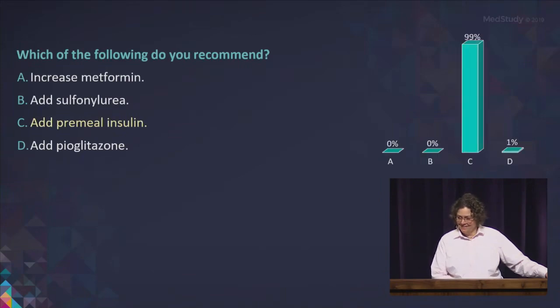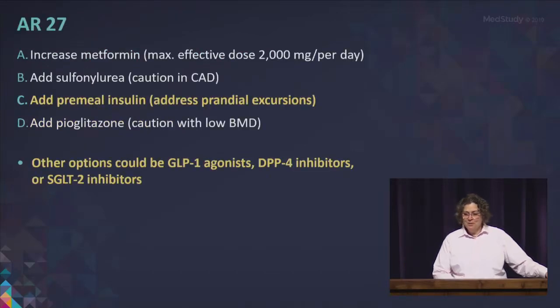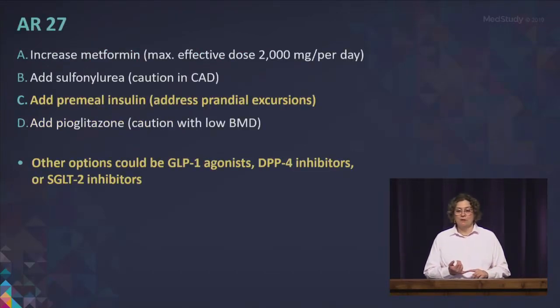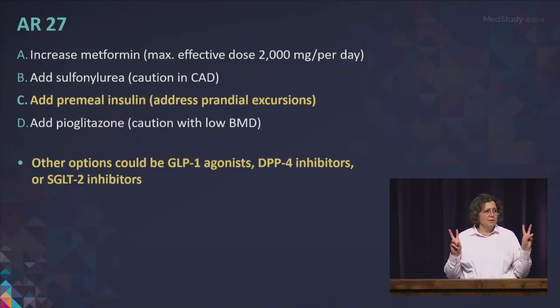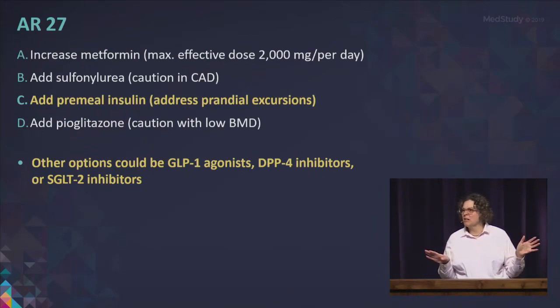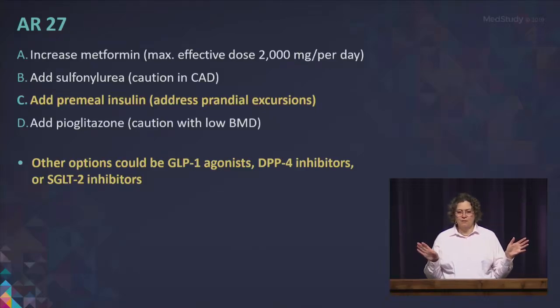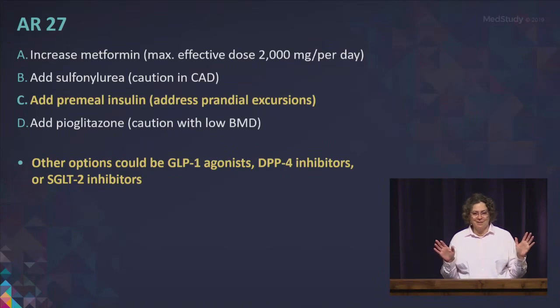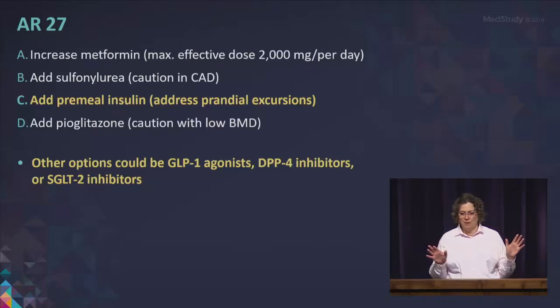Excellent, pre-meal insulin. And so, again, the max effective dose of metformin, even though you can go to 2550 per package insert, is really 2,000 milligrams a day. Sulfonylurea, we don't love. Again, I said that 100 times. Apparently you got it because everybody got it right. TZDs, we don't love in older people because we worry about bone health. So the only thing that's going to adequately address, based on your choices, the mealtime excursions is mealtime insulin.